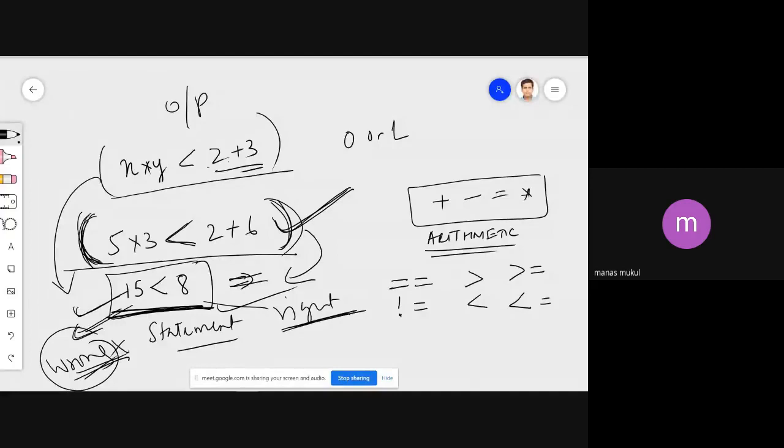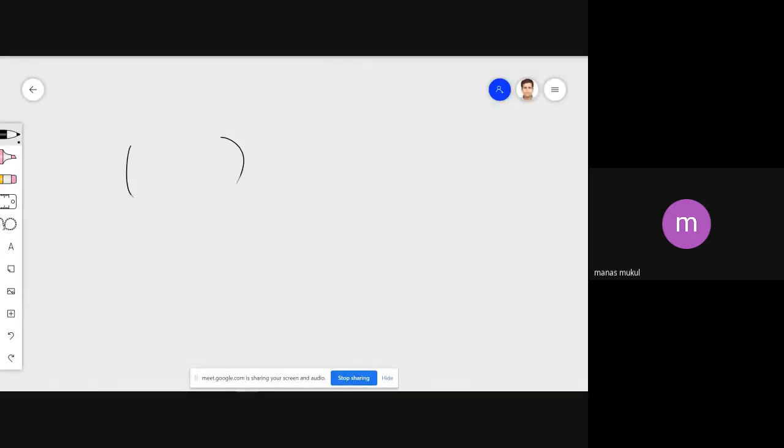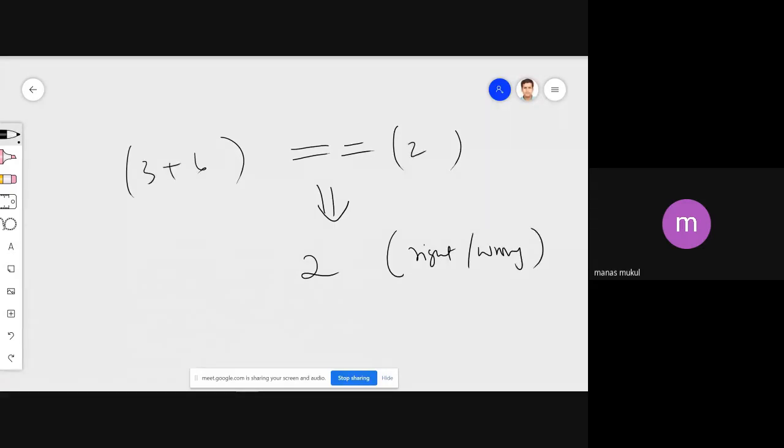So if I have any relational operators, I can talk about lots of expressions here, and if I have a relational operator here, the result that this will give me at the end will always have two values. Okay, that is right or wrong. That means if I have 3 plus 6 is equal to 2 plus 8, this will be 9, and this side it's equal to 10. So this is incorrect. So what will be the value of this? Wrong.